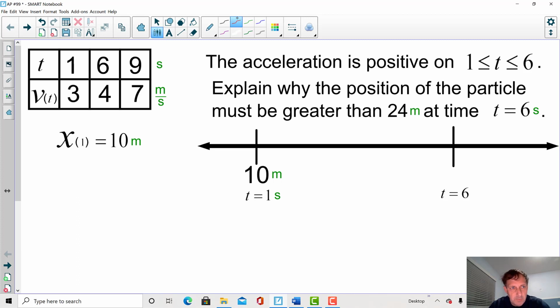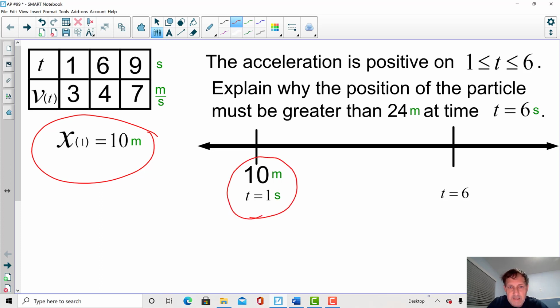Okay, we're going to look at a couple of questions just real quick here. We have a table of elements over here on the left side. You can see that we have time in terms of seconds, and we have velocity in terms of meters per second, and they only give us 3 points. And then below that, they say when t is equal to 1 second, the position of the particle is 10 meters. So when t is equal to 1, we are at 10 meters along the x-axis.